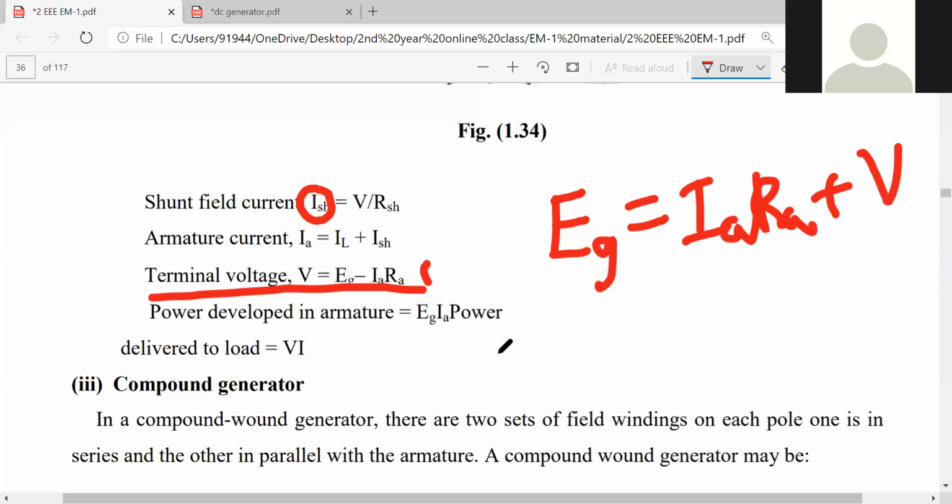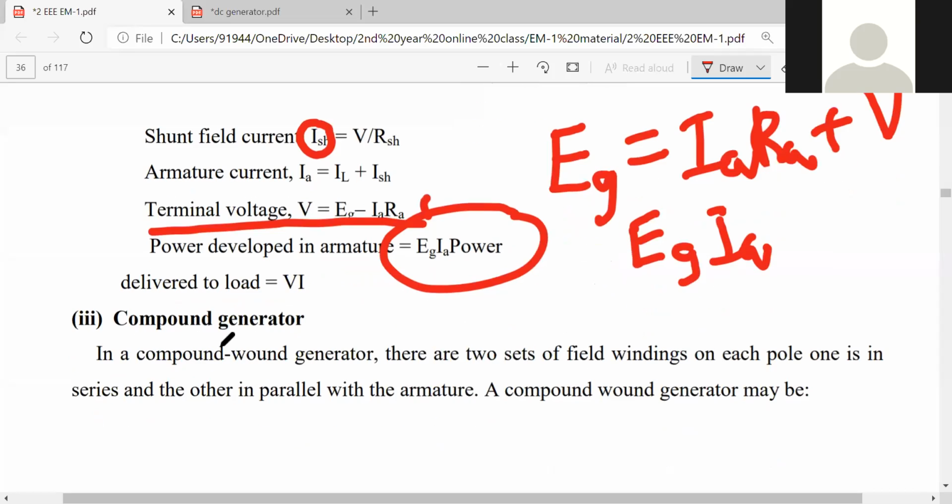Power developed in the armature equals voltage into current. Voltage is EG at the armature terminals, into the armature circuit current IA. So EG into IA. Power delivered to the load means voltage into the current delivered to the load. So this is all about the DC shunt generator.